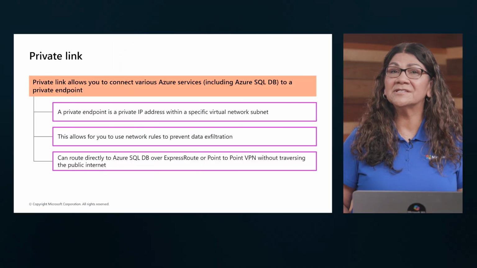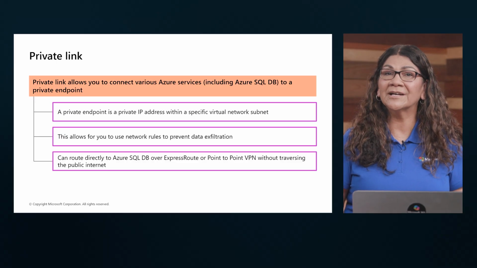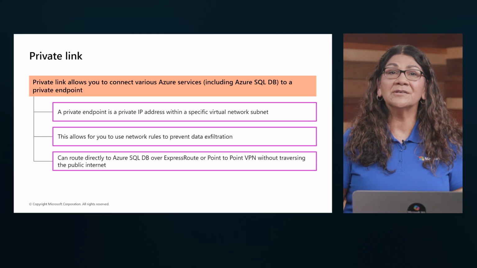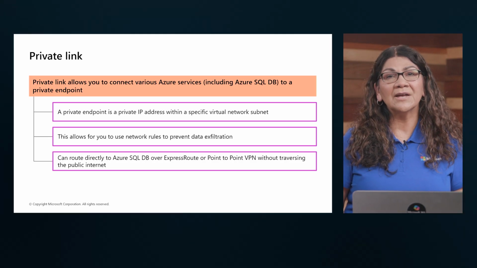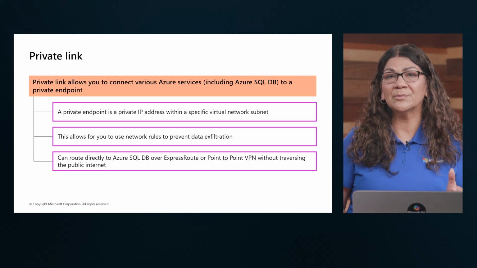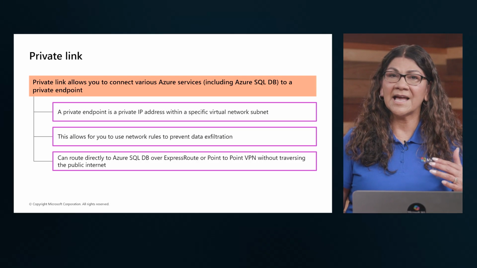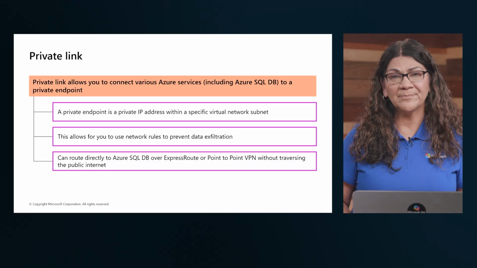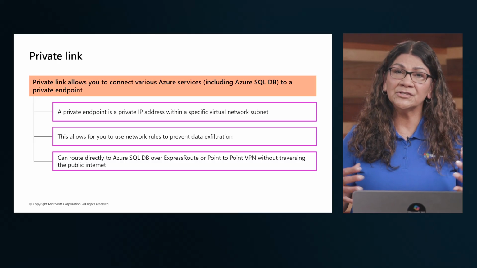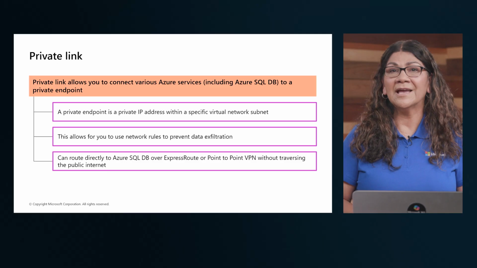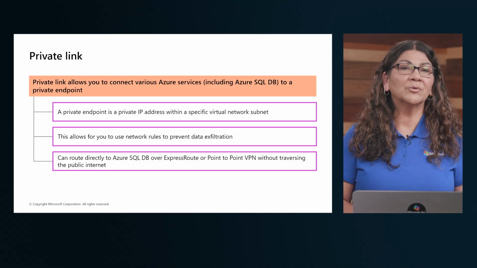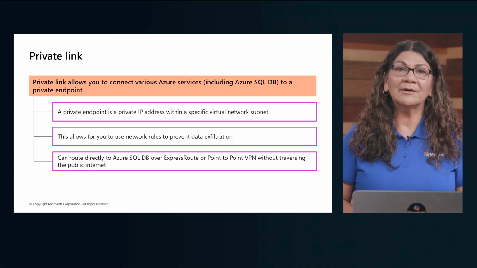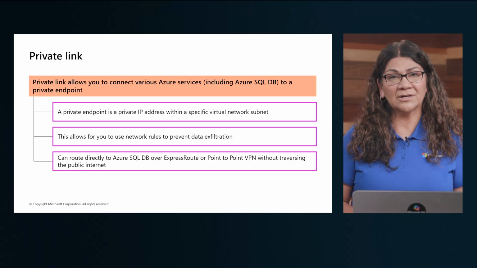Private Link introduces a powerful feature for securing connectivity to Azure SQL Database and other PaaS services by using private endpoints. With Private Link, your connection to Azure SQL Database travels entirely over the Azure backbone network, avoiding exposure to the public internet. This is going to significantly reduce the risk of data interception and enhance overall security. A private endpoint assigns a private IP address within your virtual network, allowing seamless integration with your internal infrastructure.